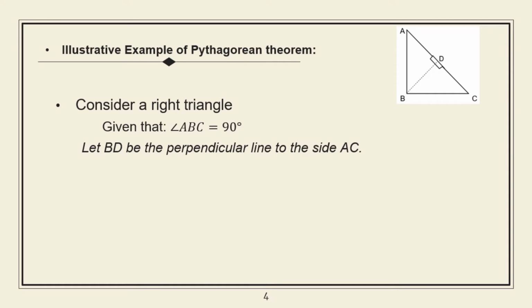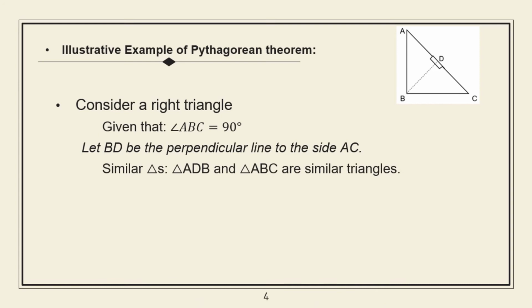Oh, by the way, class, how many right triangles are formed in the figure given? Yes, very good. We have 3: right triangle ABC, which is the given, right triangle BDC, and right triangle BDA.